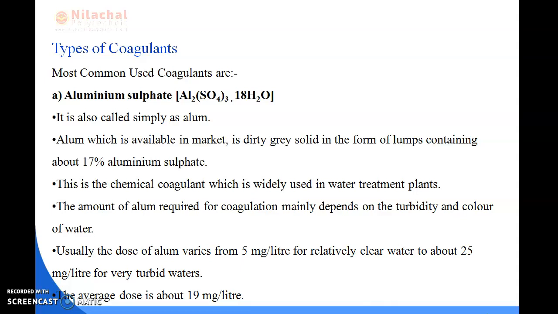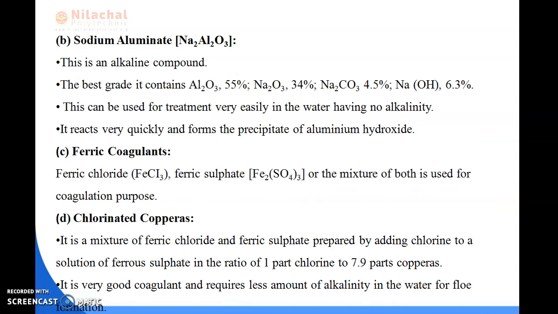The amount of alum required for coagulation mainly depends on the turbidity and color of the water. Usually the dose of alum used in the water varies from 5 mg per liter for relatively clear water to about 25 mg per liter for very turbid water. And the average dose is about 19 mg per liter. So, we can take the dose of alum used in our water treatment plant as 19 mg per liter. Next, we'll be reading about sodium aluminate in the next slide.